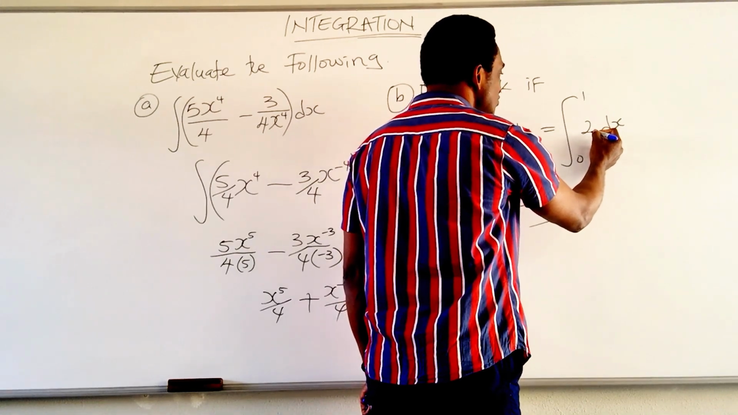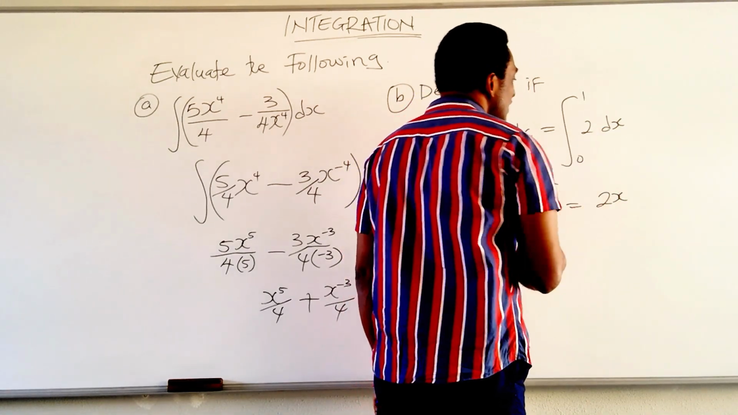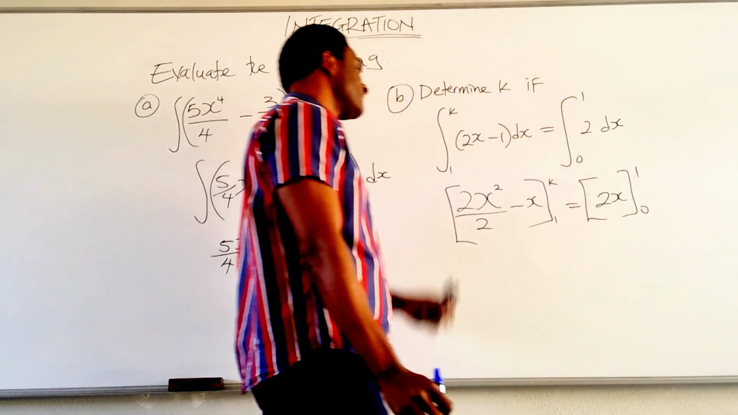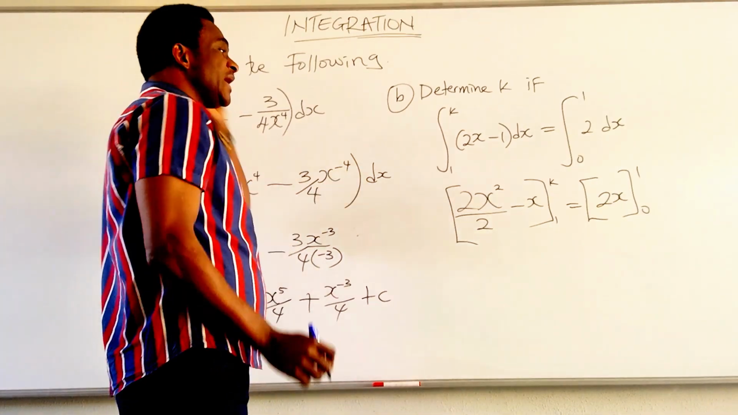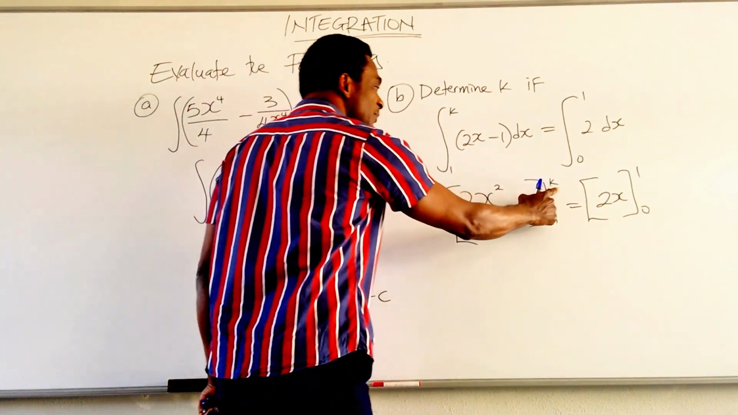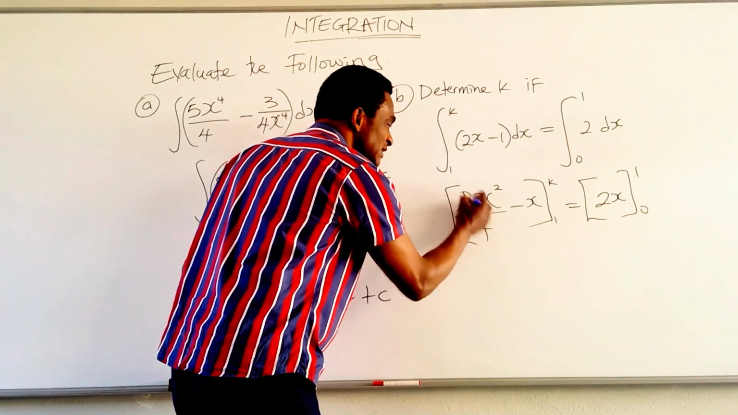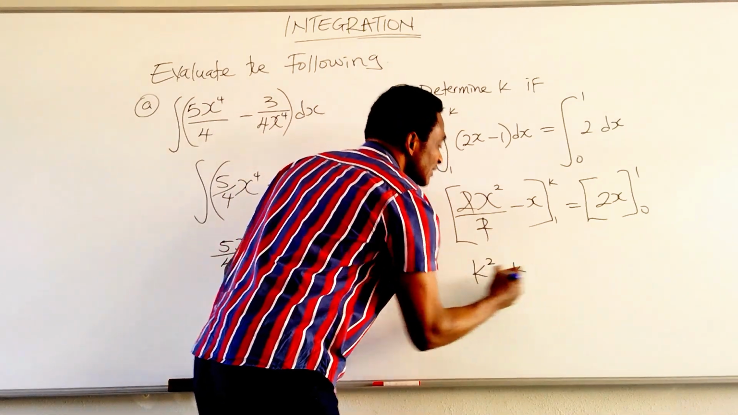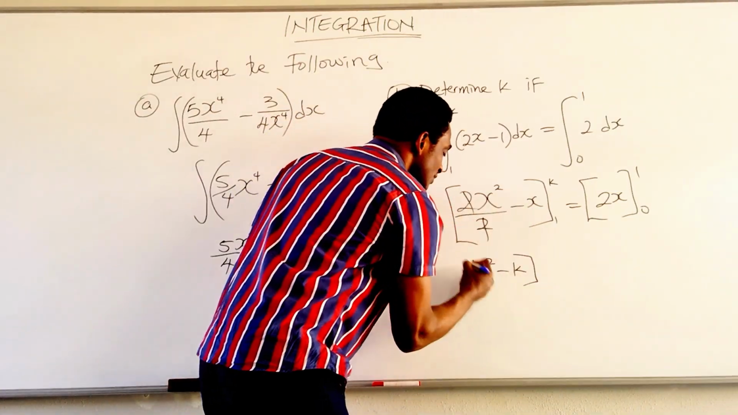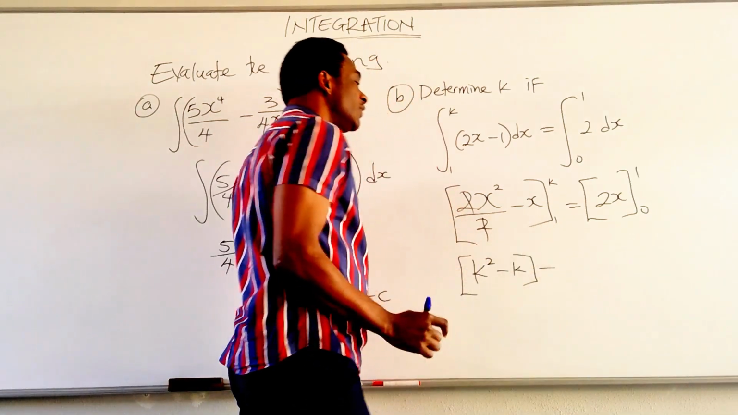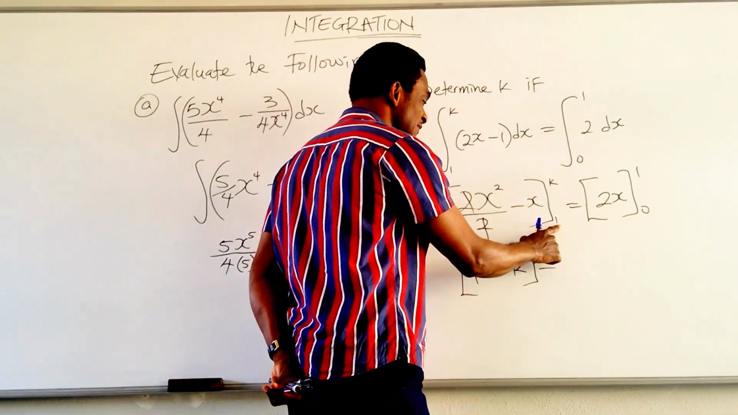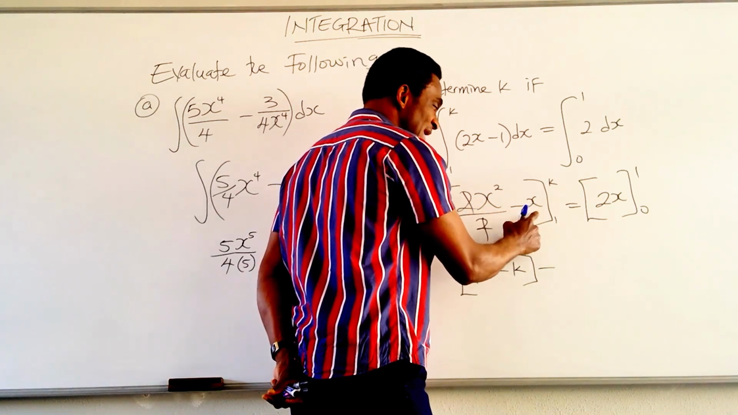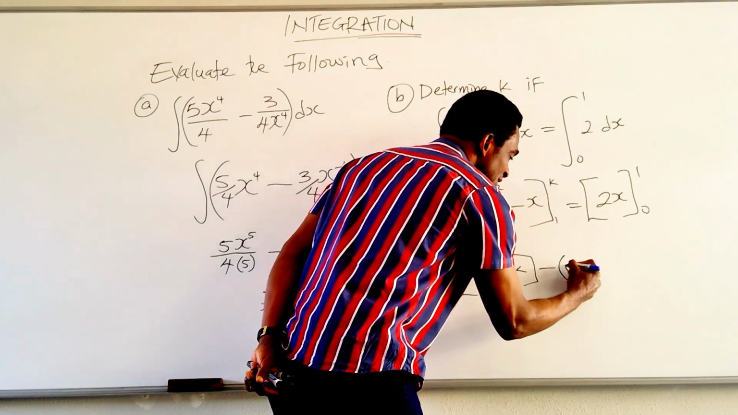Now let's look at this also. Integral of 2 is 2x. And this will also go from 0 to 1. Now, let's solve and see what this gives us. If we substitute k in place of x, we have k squared minus k. That is the first box. Subtracting the lower interval, if we substitute 1, this is 1 squared minus 1, which will give us a 0.